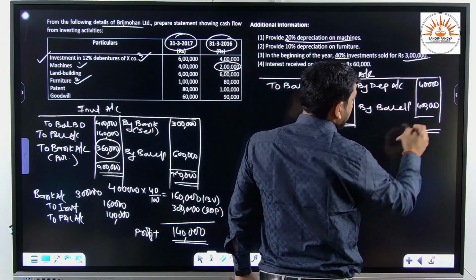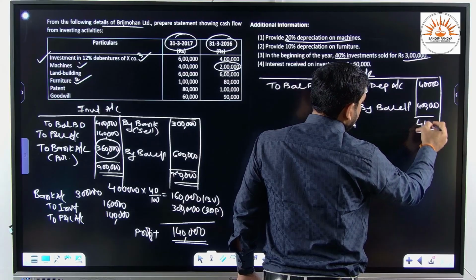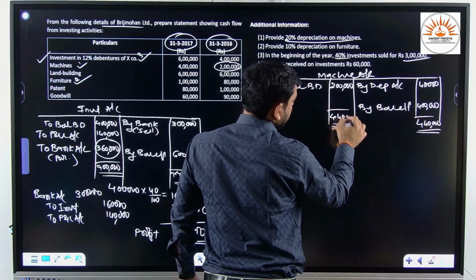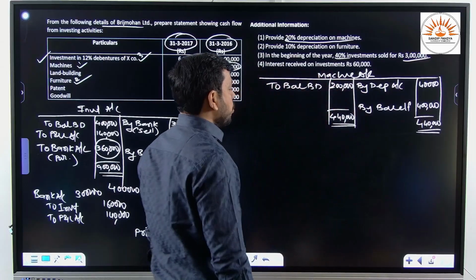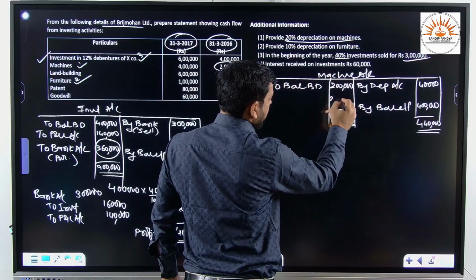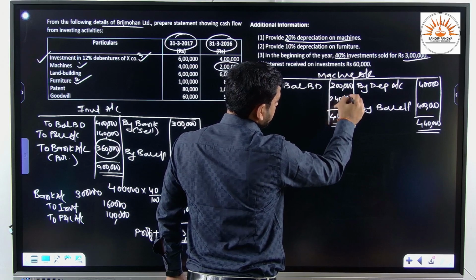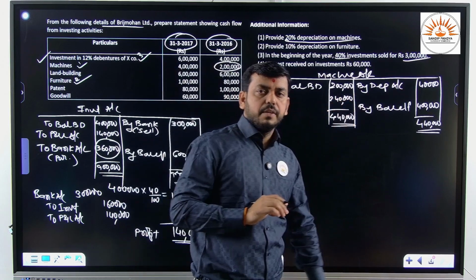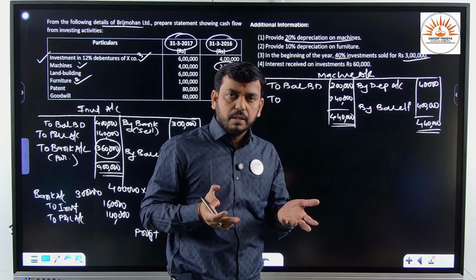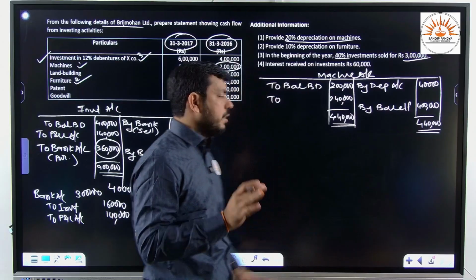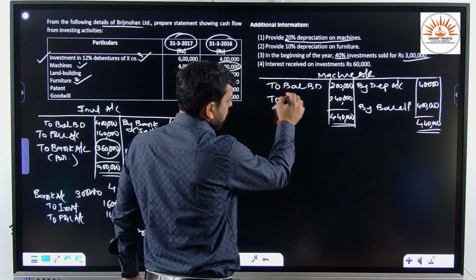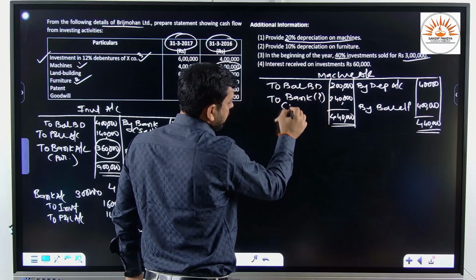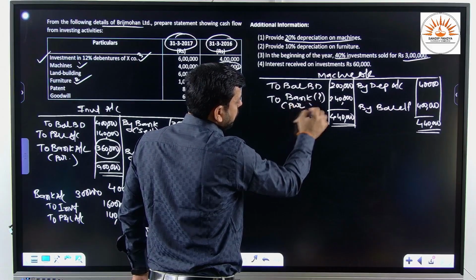So once we make the total, that is 4,40,000. So 4,40,000 minus 2 lakhs, that is obviously 2,40,000. So as I told you, if no information is given, then this is not a profit, this is not a loss. Obviously, this is the purchase that we shall debit to bank account. So this is our balancing figure and indicates purchase of machine.